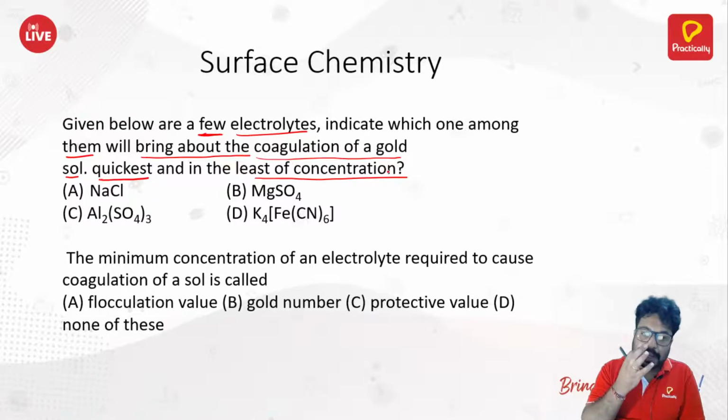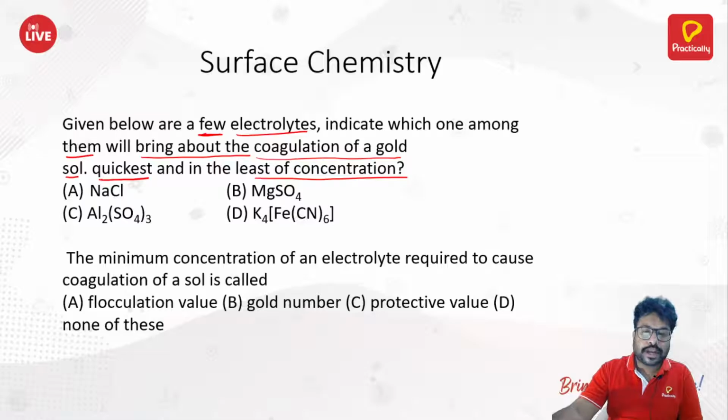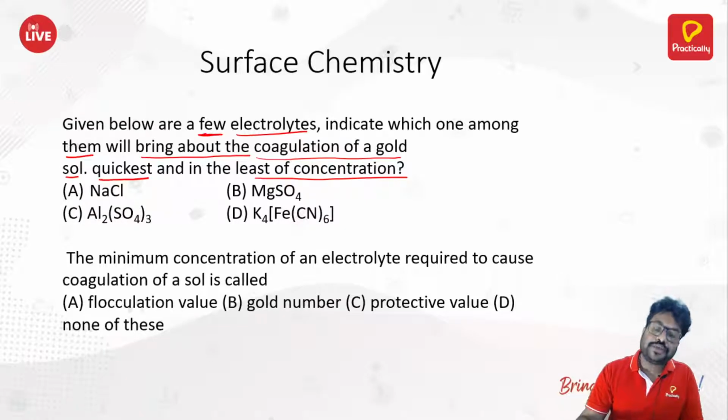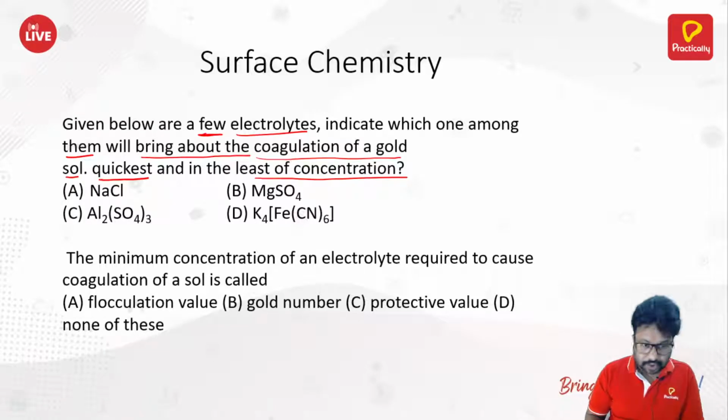See, for any compound or for any sol to coagulate, you need to take the compound which should provide a maximum number of ions. The compound which is having a maximum number of ions can make gold sol or any sol coagulate faster and obviously in the least concentration. That is why, as far as these options are concerned, we need to check the compound which provides the maximum number of ions. That compound should be able to coagulate the gold fastest and in the least concentration.